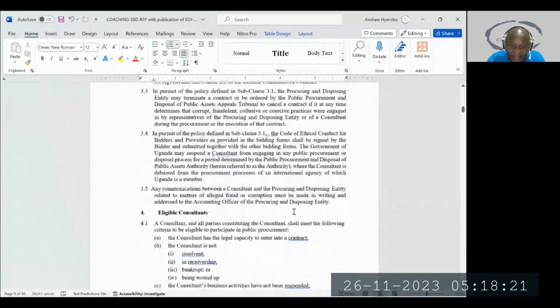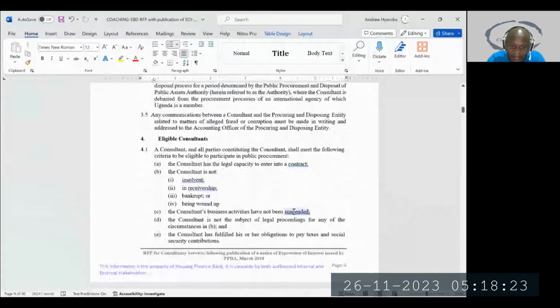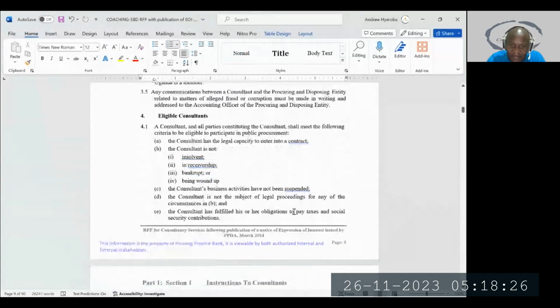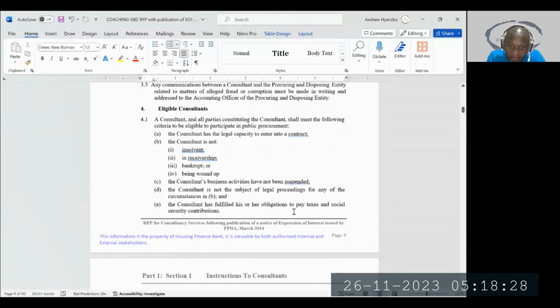Now, what determines our eligibility? We must, one, have legal capacity to enter into a contract. We are not insolvent, we are not in receivership, we are not bankrupt, or we are not being wound up. And our activities have not been suspended. Suspended by who? By PPDA. We are not in any legal proceedings or any of the circumstances, and we have fulfilled our obligations to pay taxes and social security contributions.